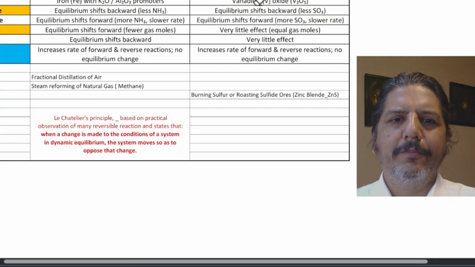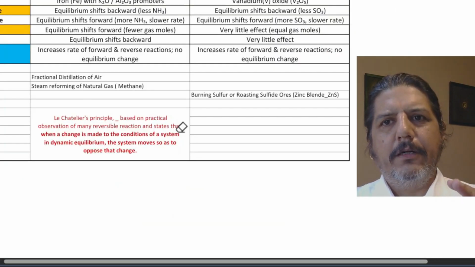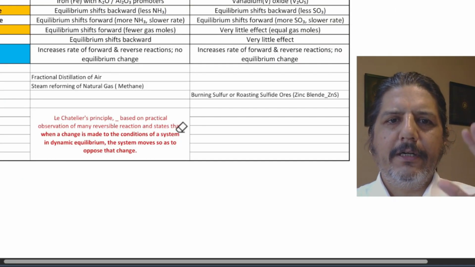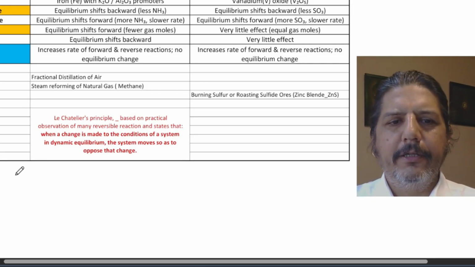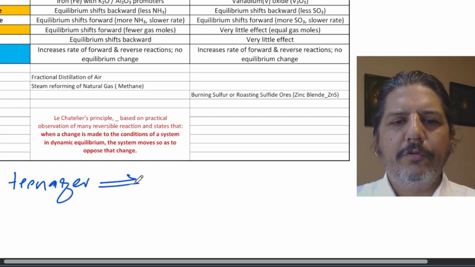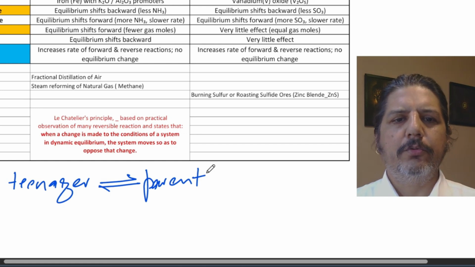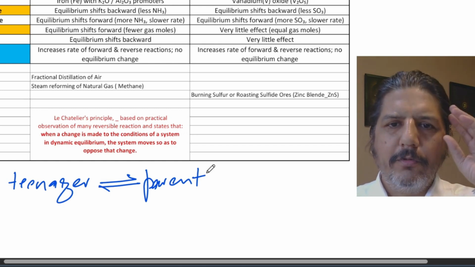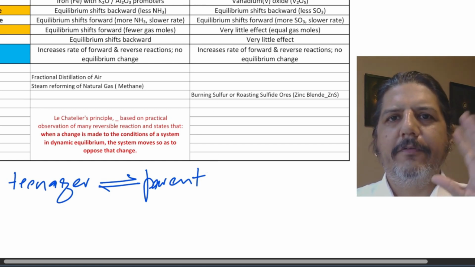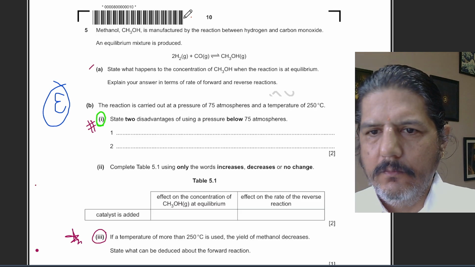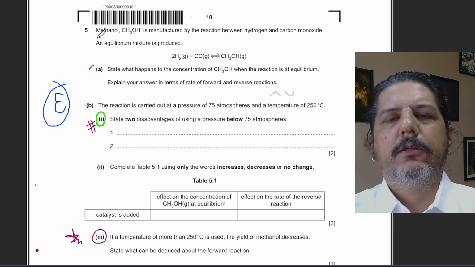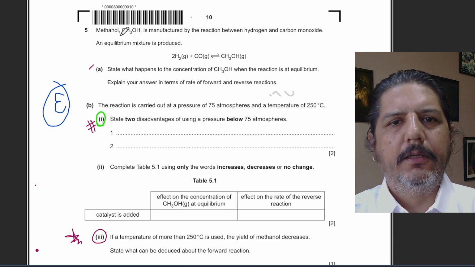So, before you go ahead with this lecture, you should be very clear about Le Chatelier's principle, our guiding principle. Try to go through your textbook and understand this. In short, this is an equilibrium between a teenager and his or her parent. Whatever the parent does, the teenager will try to oppose. That is how I have understood this principle. Okay, let's look at the next question.